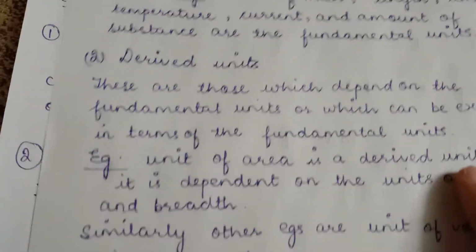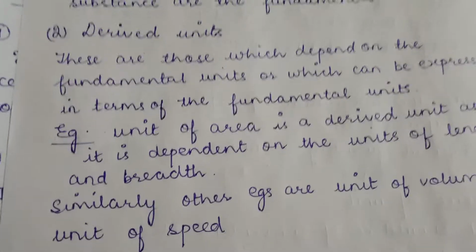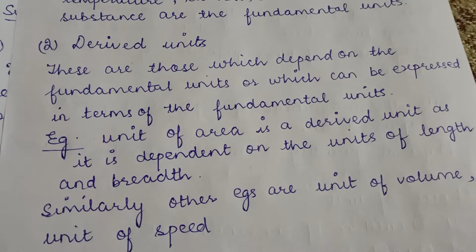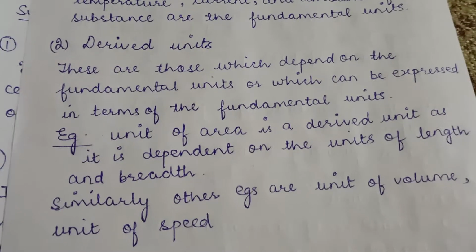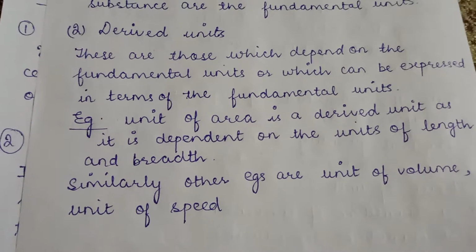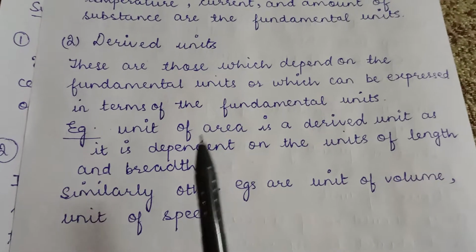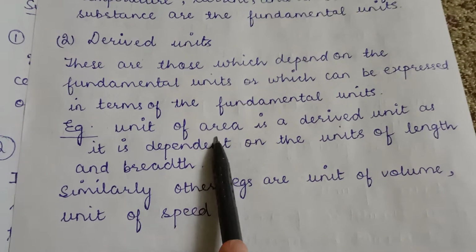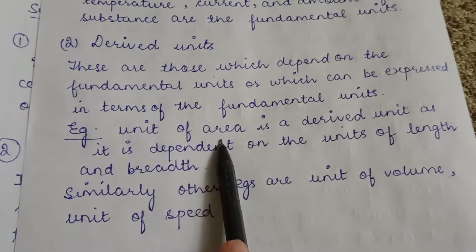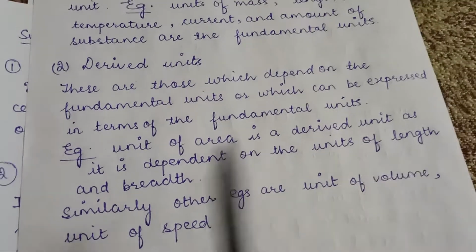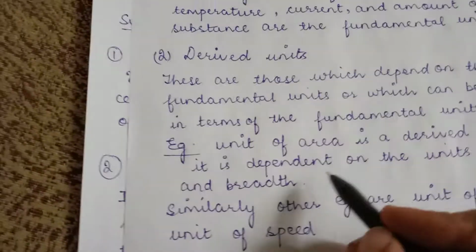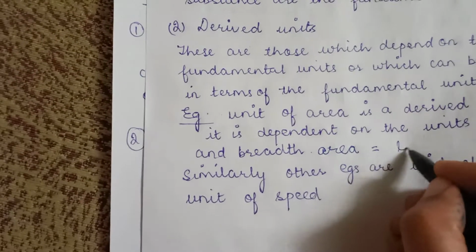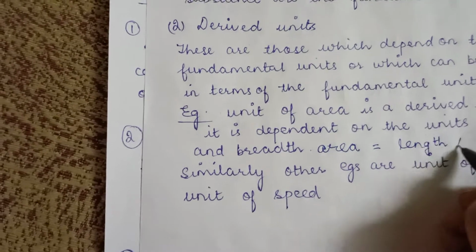Now the next thing is derived units. These are those which depend on the fundamental units or which can be expressed in terms of the fundamental units. For example, if we have to find the unit of area, then for finding the unit of area, we require the unit of length and breadth. Because we know that area is equal to length into breadth.